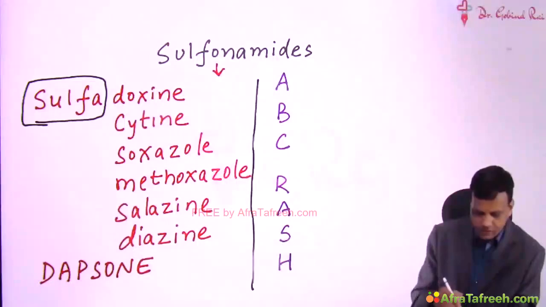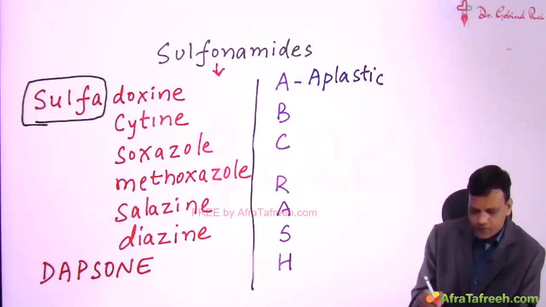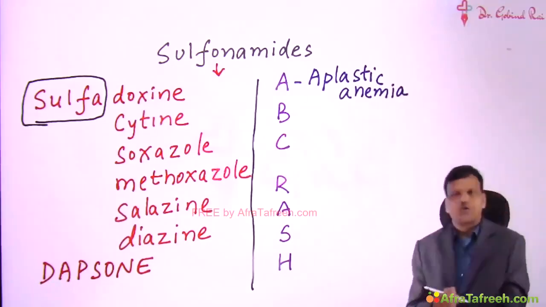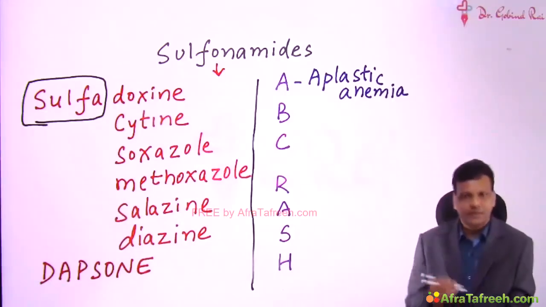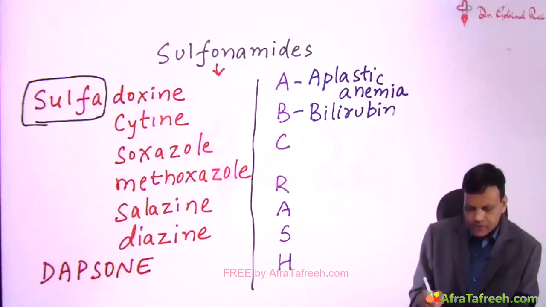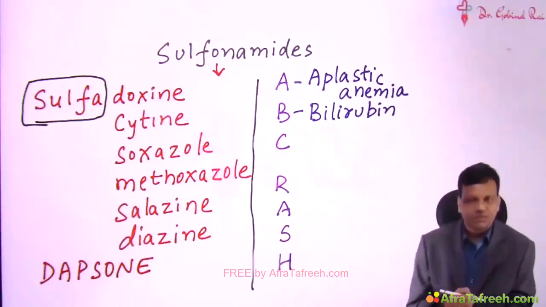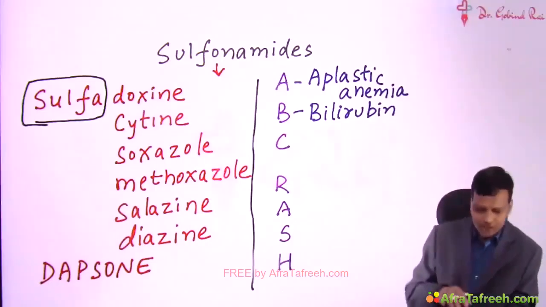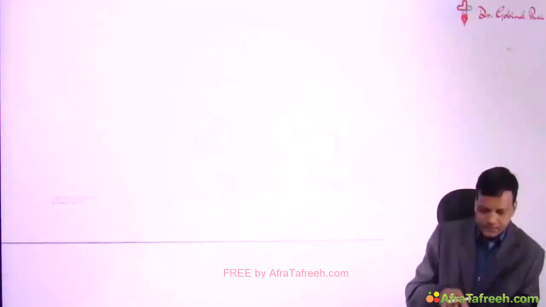A stands for aplastic anemia. Sulfonamides can lead to anemia, leukopenia and thrombocytopenia combined together, called aplastic anemia. Then B stands for bilirubin displacement. Sulfonamides can displace bilirubin from plasma protein binding sites.